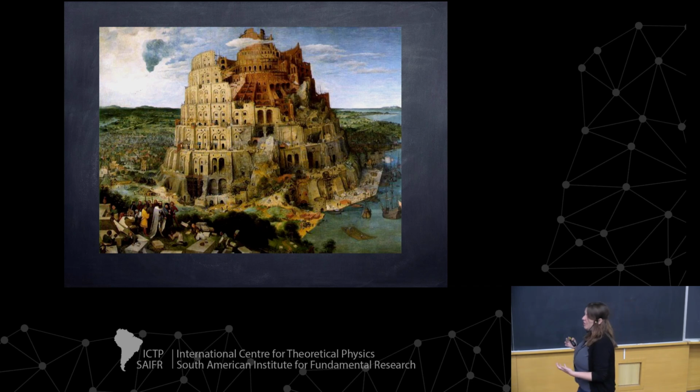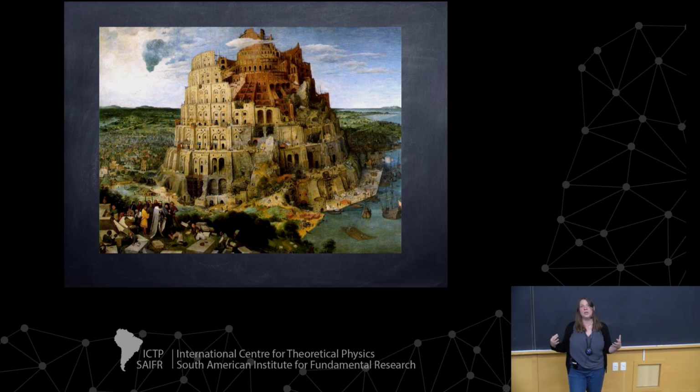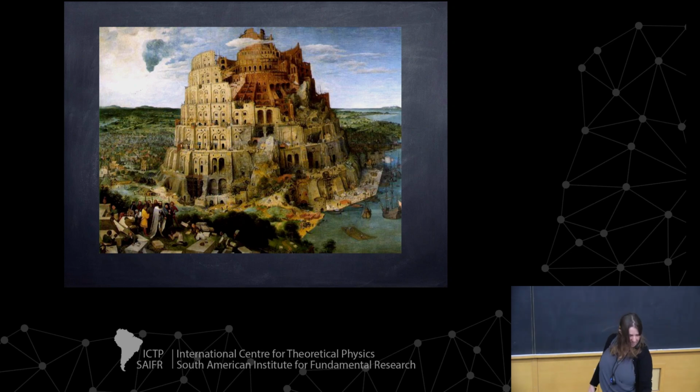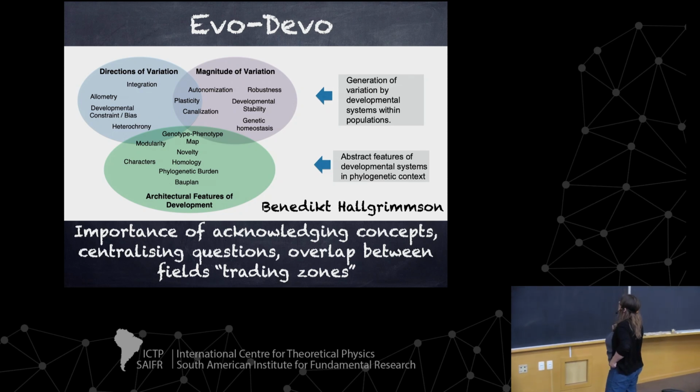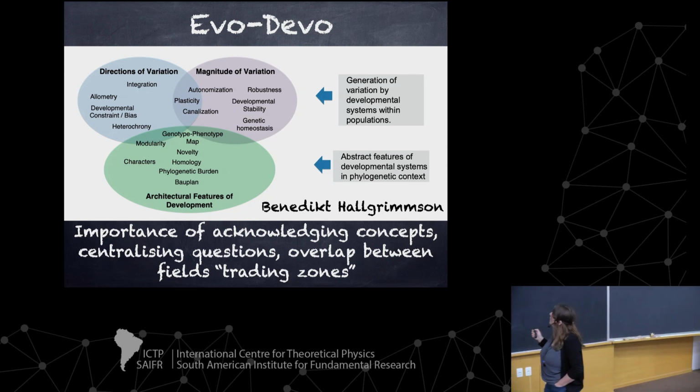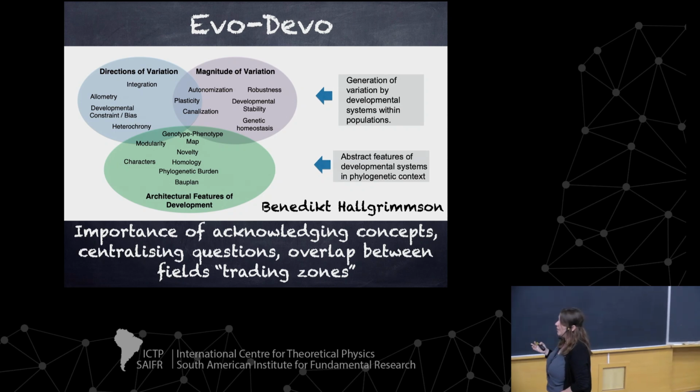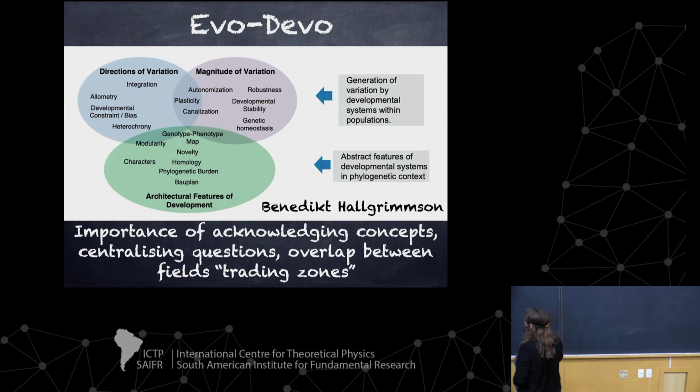And this is what I'm trying to say. It sometimes becomes very difficult to get together and talk and understand one another. So I think Benedict, by now, has been publishing this book. Benedict Hallgrimsson, he's from the US, and he's a developmental biologist in this area called EVO-DEVO. And he thinks a lot about this, right?